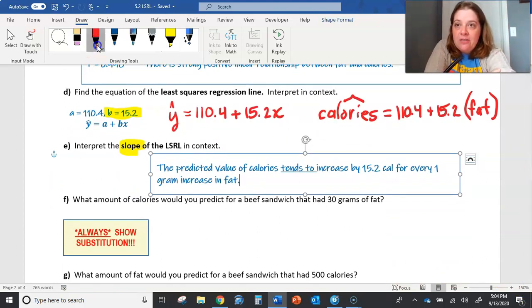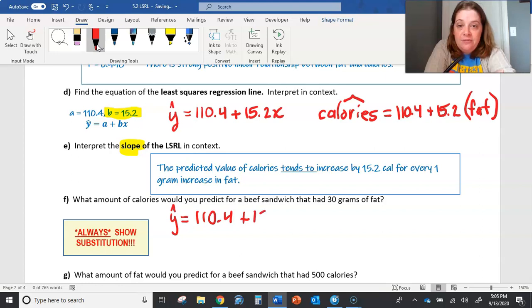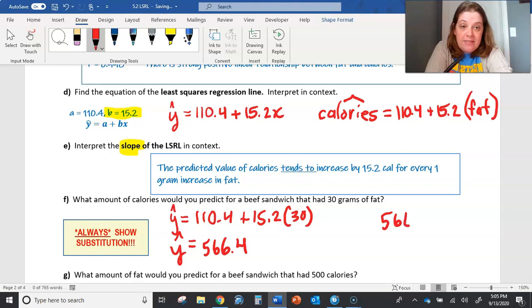All right, so 30 grams of fat. So I'm going to plug this in. Always show substitution into your equation. So we're predicting calories, so that's the Y hat part, equals 110.4 plus 15.2 times 30. All right, and I punched that in my calculator, and that comes up to about 566.4. Now, I'm going to answer this question over here. I'm going to say that's 566.4 calories.